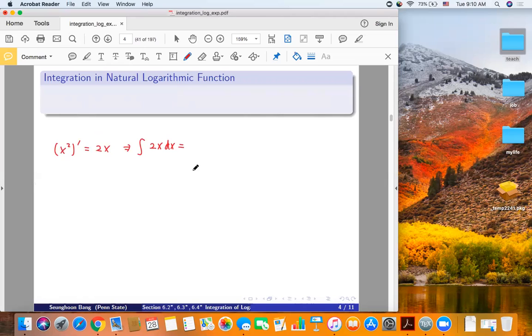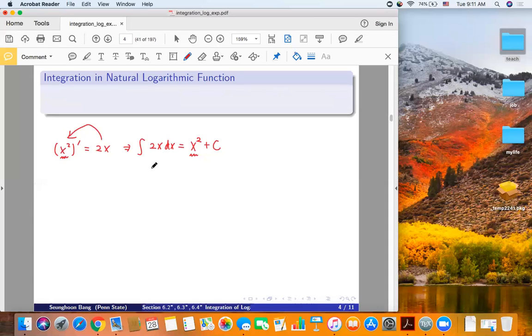Yep, x squared plus c. The x squared, yeah, it's good. This is indefinite. So let me see. This x squared is exactly the inside one. We call it antiderivative, going backward. This is the idea for finding integral things. So integration in natural logarithmic function is very similar.